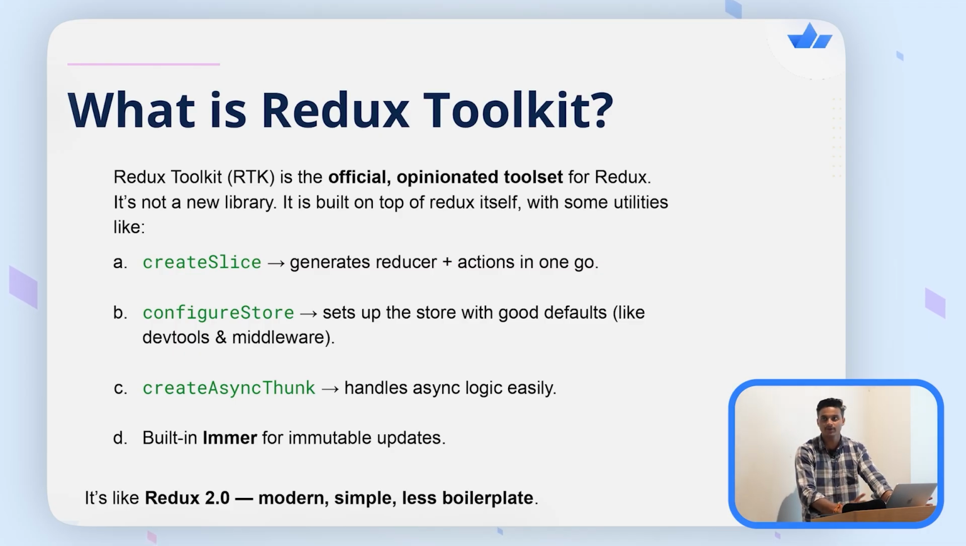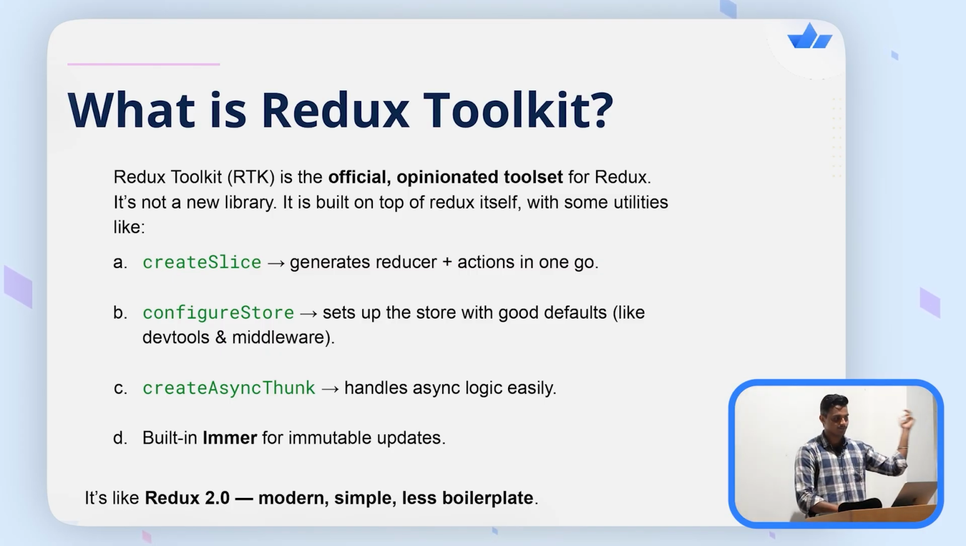And it uses Immer for immutable updates. So what is Immer now? Immer is a very small package which is basically used to make your immutable state updates seem like mutable. The state behind the scenes will stay immutable, but when you are updating that state on your side, it will seem like it is mutable. So this is a small package used. So Redux Toolkit is none other than Redux 2.0: modern, simple and with less boilerplate.